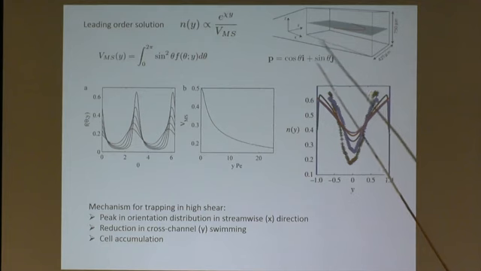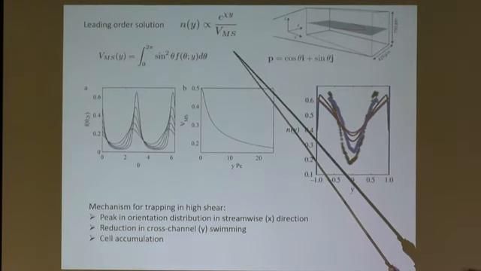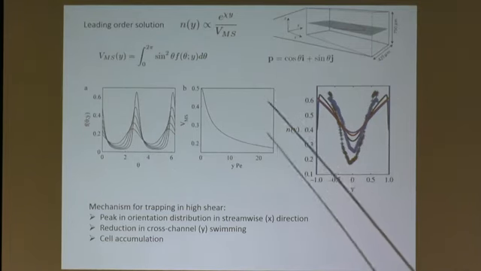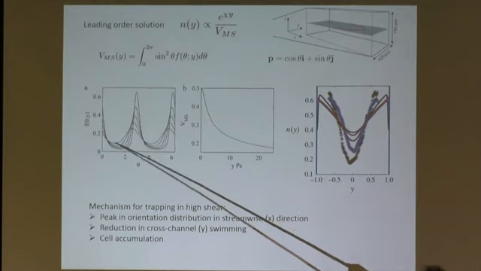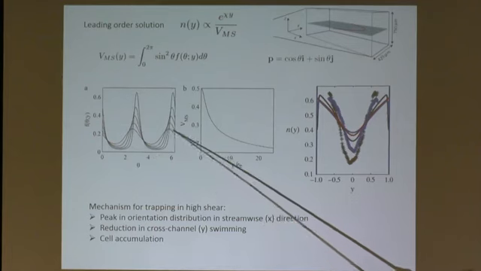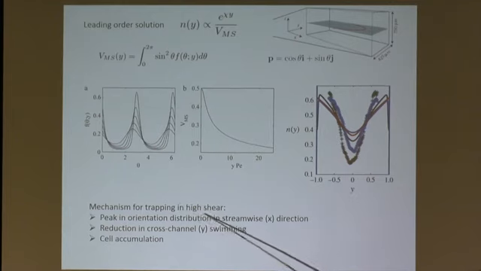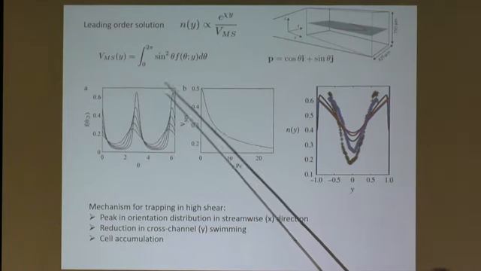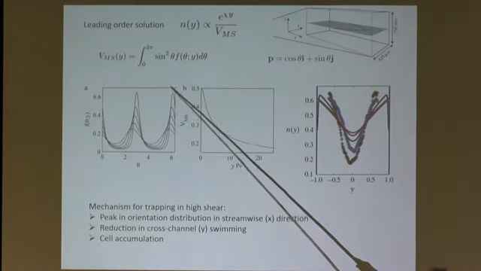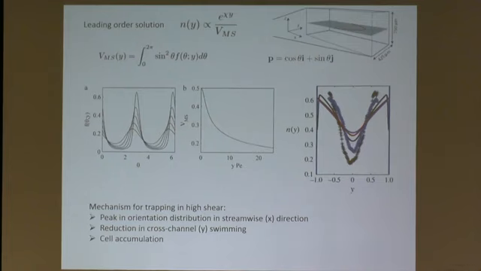So, saying that again, the concentration is inversely proportional to the mean squared vertical swimming speed. So if we look at the orientation distribution as a function of theta, the lines represent increasing flow. As we increase the flow, so as we move towards high shear, what we find is there are peaks in the orientation corresponding to theta being pi and 2 pi. So that corresponds to the streamwise x direction.